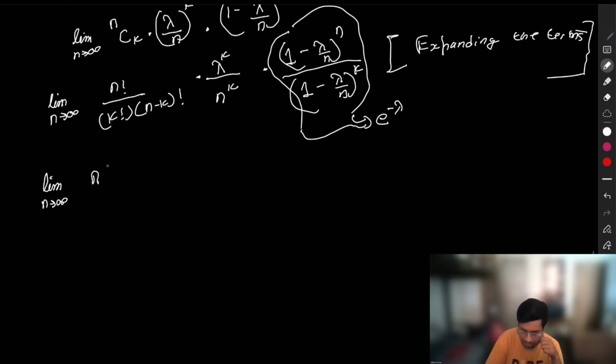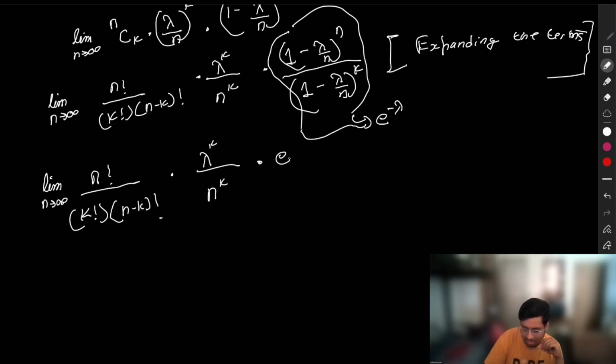So let's write n factorial upon k factorial multiplied by n minus k factorial, multiplied by lambda raised to the power k upon n raised to the power k, multiplied by e raised to the power minus lambda upon 1. You can write it in this form also, by natural expressions.